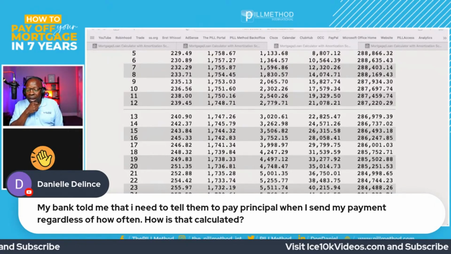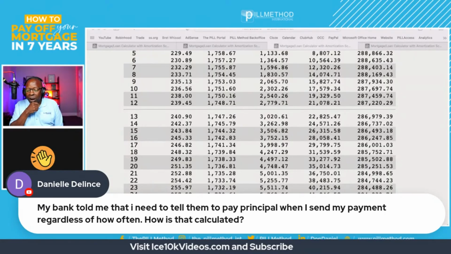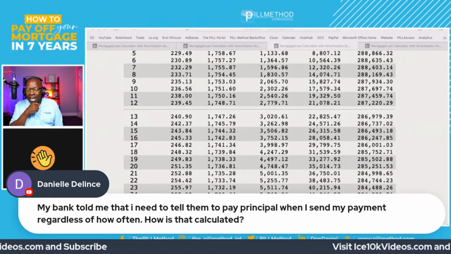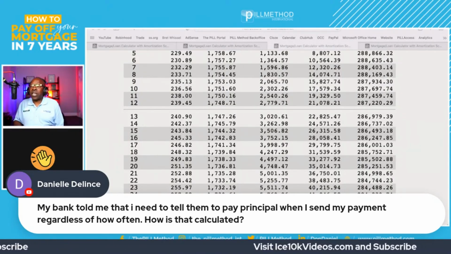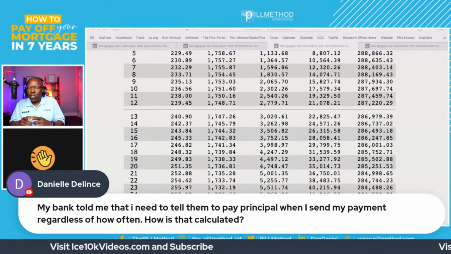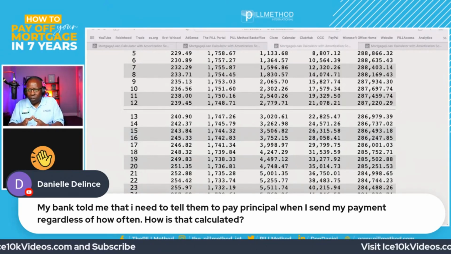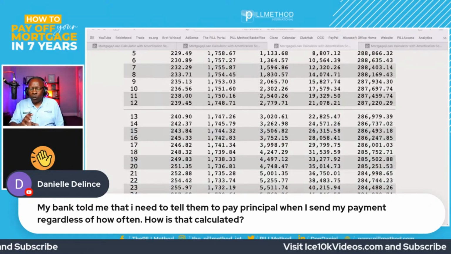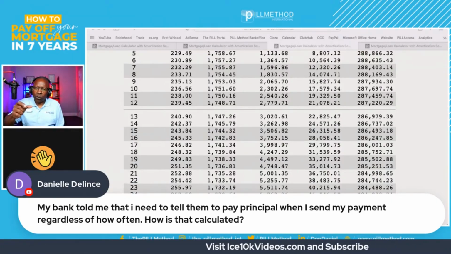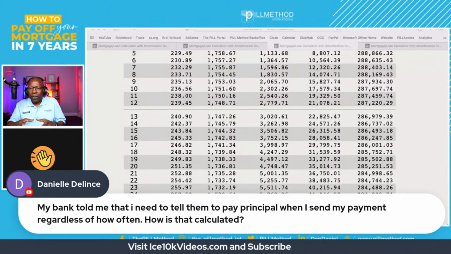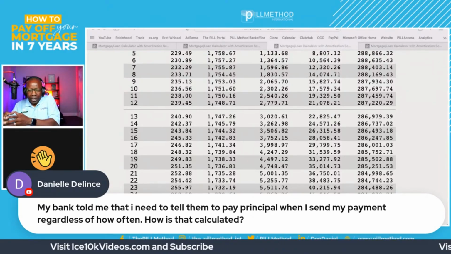My bank told me that I need to tell them to pay principal when I send my payment, regardless of how often. How is that calculated? Well, it's calculated the same way. My guess is that you escrow your payment, meaning some of the money you're paying goes to taxes and insurance, and they're putting that money in an account for you.